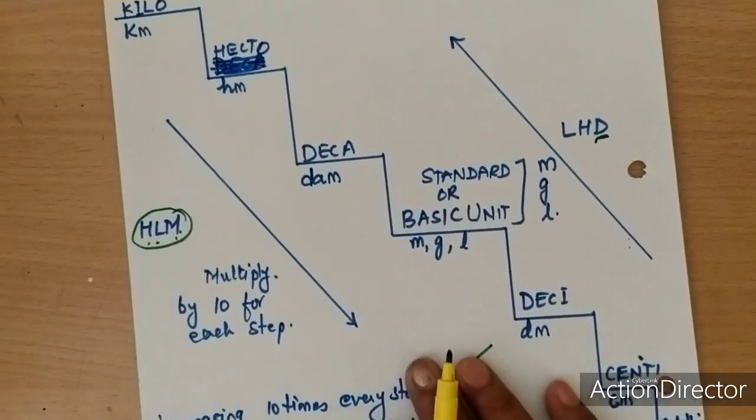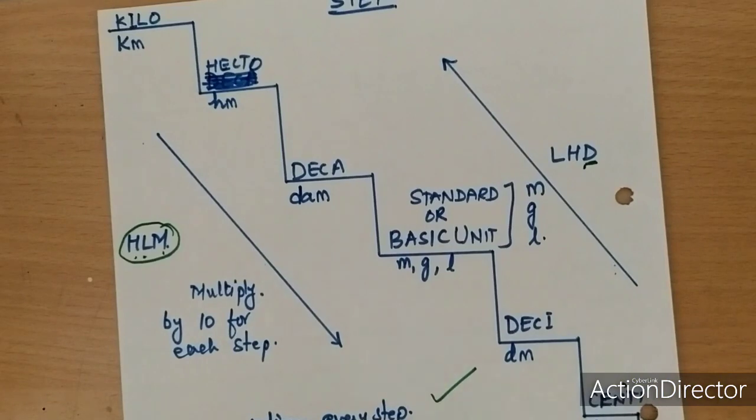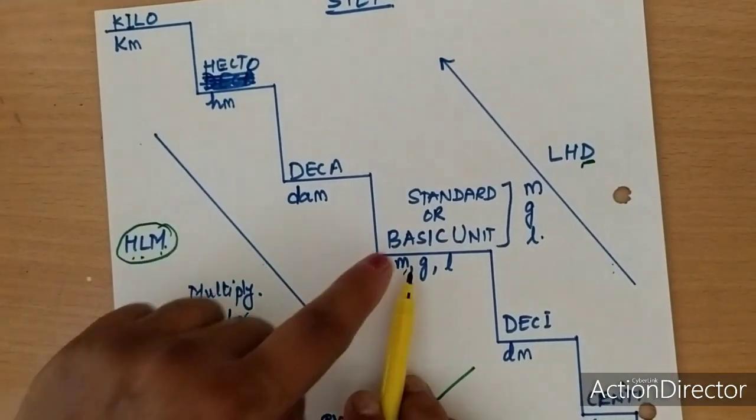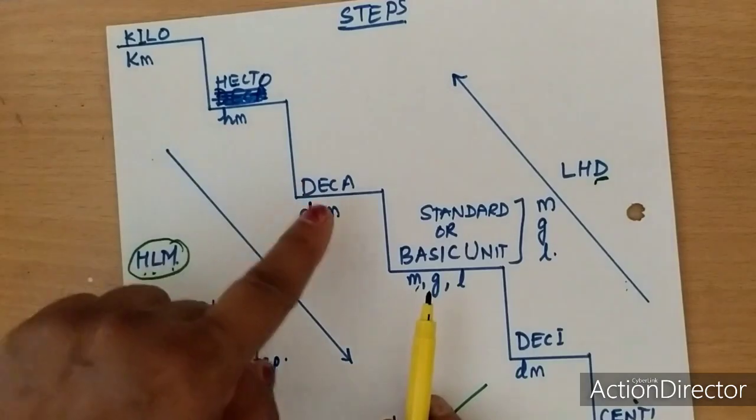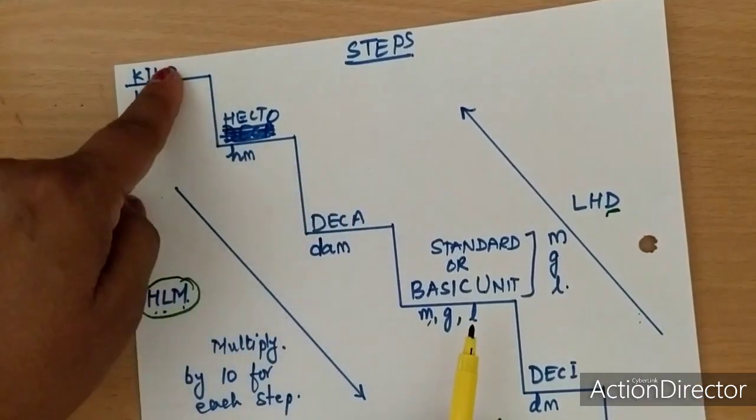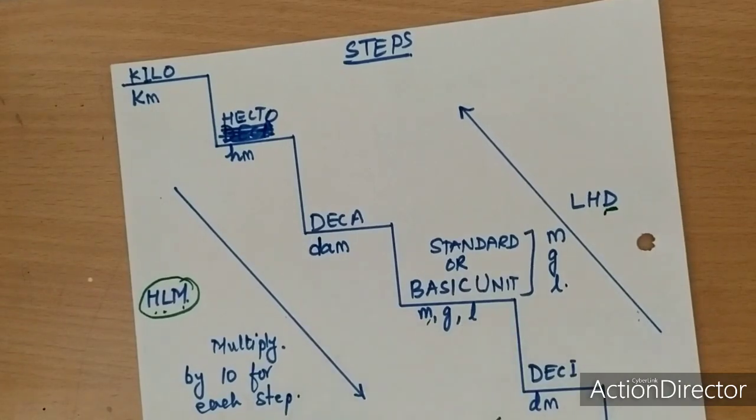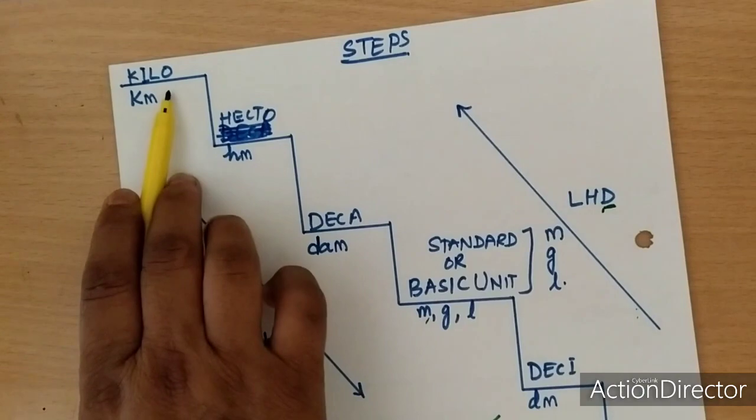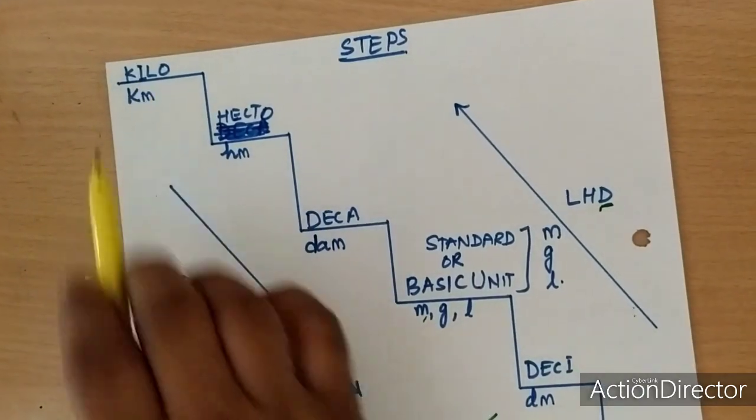Once again, let me tell you how to do this. Suppose the basic unit is meter. We are talking about length. Now you have to convert into kilometer. Now count, meter से kilometer में जाना. How many steps do we have? 1, 2 and 3. That means 3 times 10 you are dividing, because you are converting from lower to higher. So we have to divide by 3 times 10.